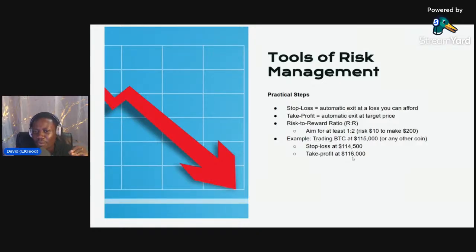You're expecting to take profit at 111,600. What does this mean? Let's say you have a $1,000 investment and you want to buy Bitcoin at that price, $115,000. That implies your $1,000 divided by 115,000 will get you, on spot, please take note, on spot, 0.0087 unit of Bitcoin.